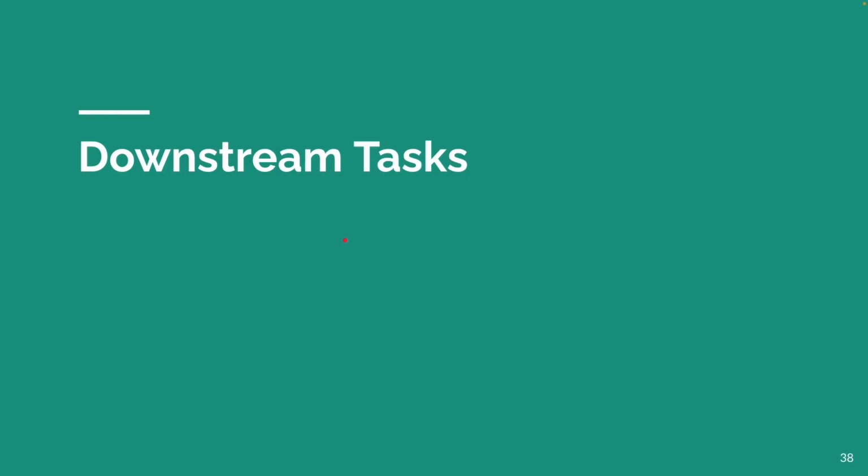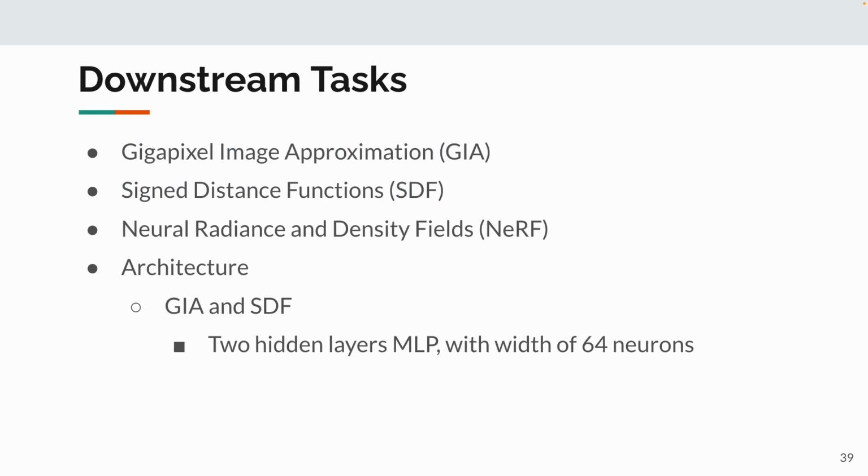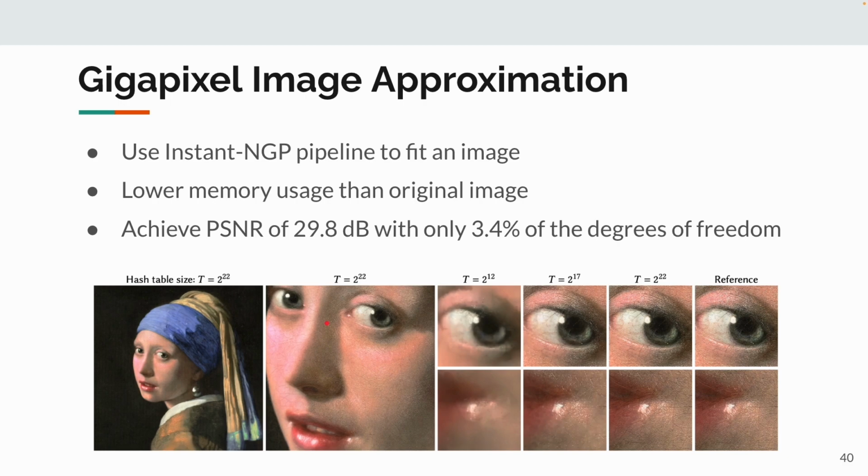Now let's discuss the downstream tasks of Instant-NGP: gigapixel image approximation, signed distance function, and neural radiance field. Radiance and density fields are the main three downstream tasks of Instant-NGP. For GIA and SDF, the experiments conducted later use an MLP with 2 hidden layers with a width of 64 neurons. Gigapixel image approximation wants to use Instant-NGP to fit an extremely high resolution image, which will have lower memory usage than the original image.